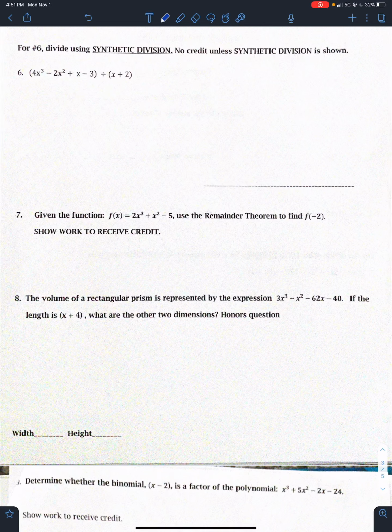Hi all, this is part 2 of our review on operations and polynomials and the remainder theorem. I am starting on page 2 for this one, beginning with problem number 6 and using synthetic division.